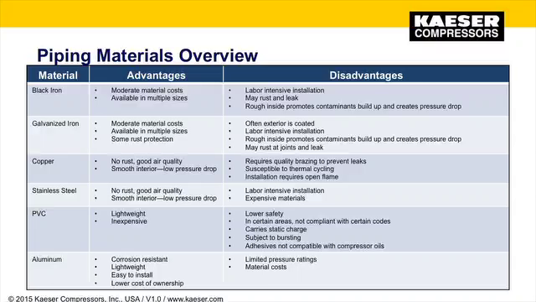If you're looking for reliable, cost-effective piping, we recommend copper or aluminum. They're both great for installation, and you will not run into trouble with buildup like some of the other piping materials.